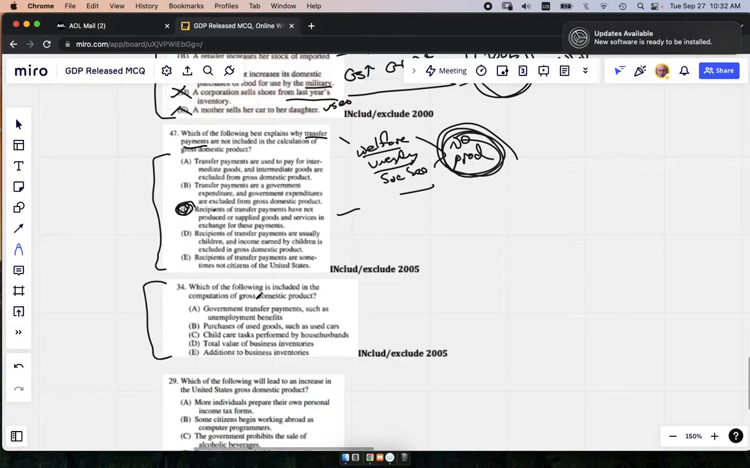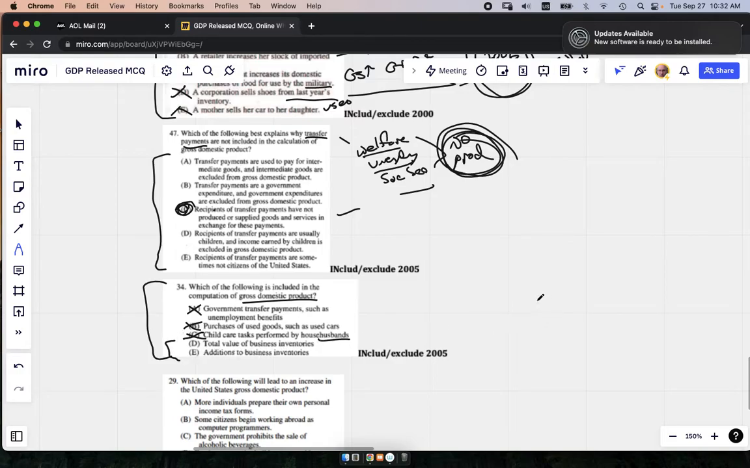Which of the following is included in the computation of GDP? Okay, go ahead, stop it, choose your answer. All right. Government transfer payments, never included. Purchase of used goods are not included. Child care tasks performed by house husbands, that's me, my stuff is not included. Total value of business inventories or additions to business inventories.